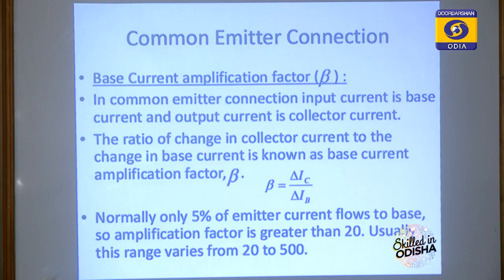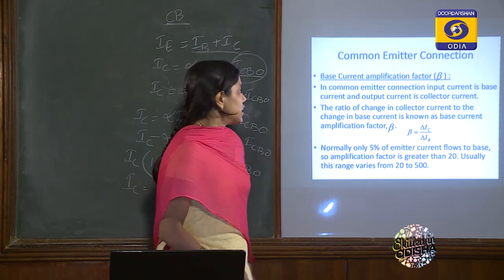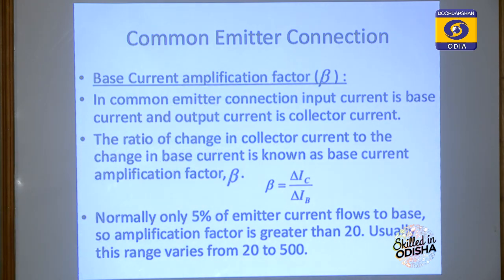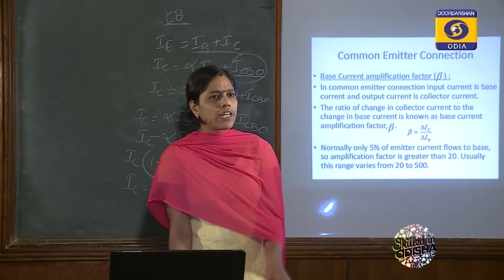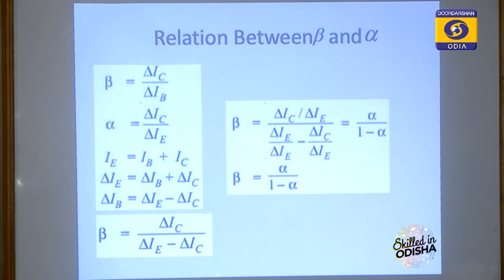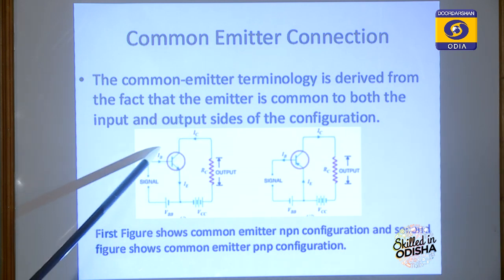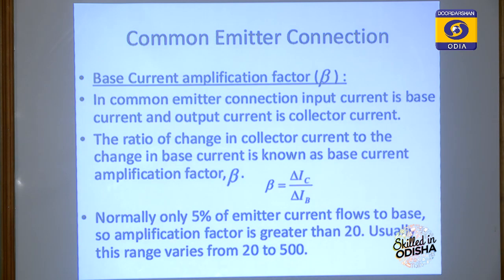The next part is the current amplification factor. We know that for the common base case, our current amplification factor was alpha. Similarly for the common emitter case, the notation is beta. Current amplification factor is denoted by beta, and it is the ratio of the output current divided by input current. Here also, for common emitter case, output current is equal to IC and input current is equal to IB. So for common emitter case, amplification factor is beta.